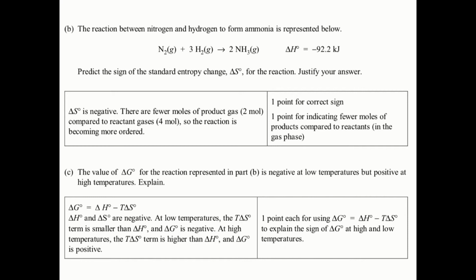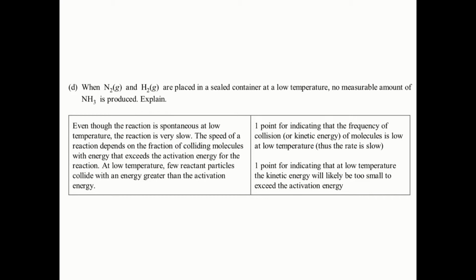So you get 1 point for using that equation and using it to explain why delta G would be positive at high temperature but negative at low temperature. So 1 point for that. In D, it says when N2 and H2 are placed in a sealed container at low temperature, no measurable amount of NH3 is produced. Explain.